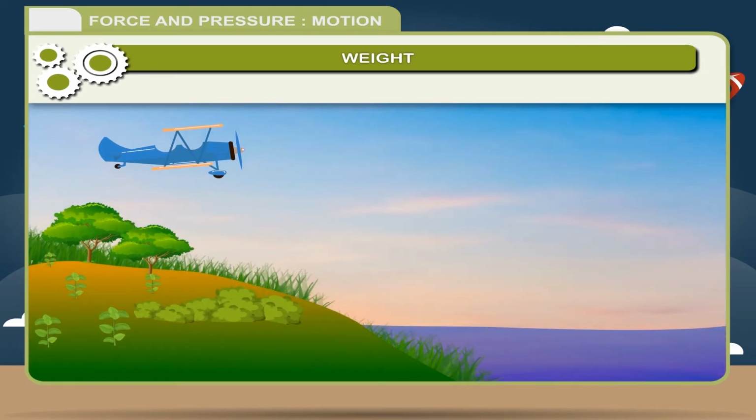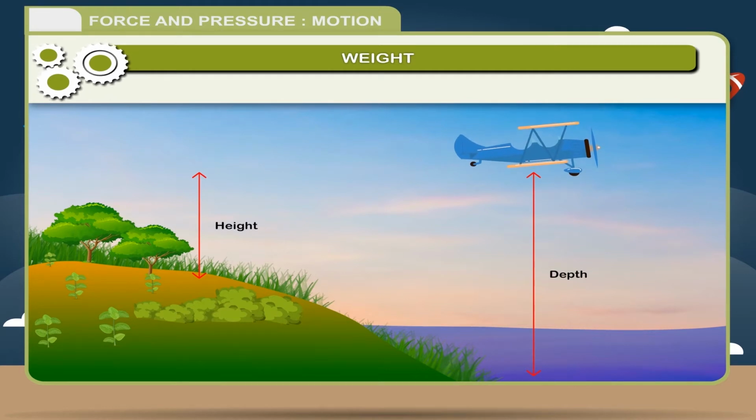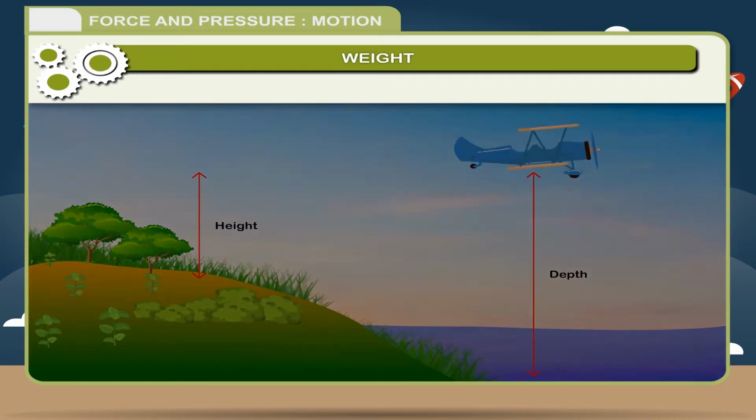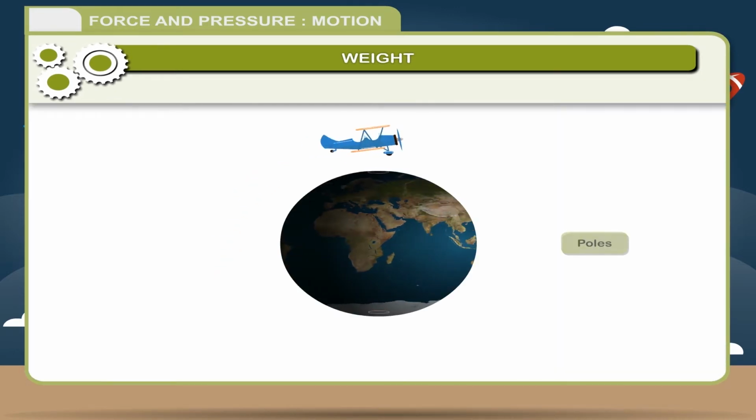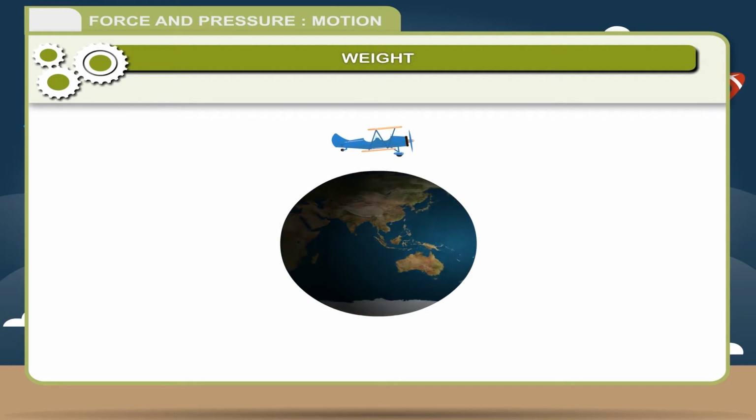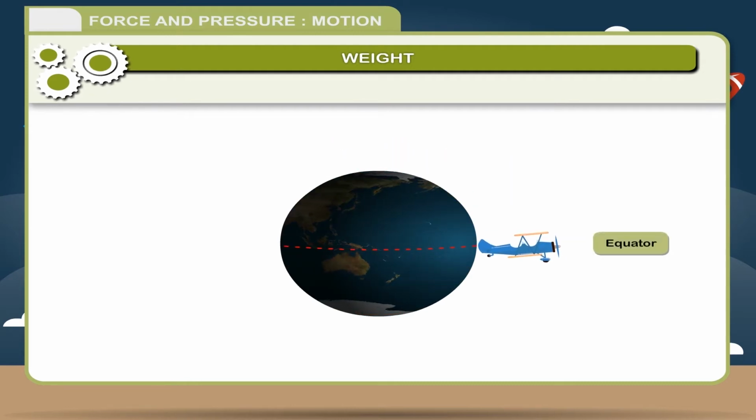It is maximum on the surface of the earth. It varies with respect to the height and depth from its surface. As a result, the weight of an object starts decreasing as it moves higher above or deeper below the Earth's surface. Even on the Earth's surface, the weight of the object may vary from place to place. Its value is minimum at the poles and maximum at places lying on the equator.